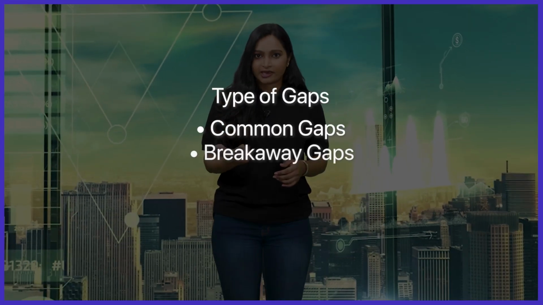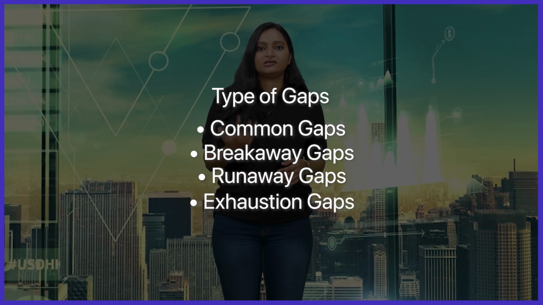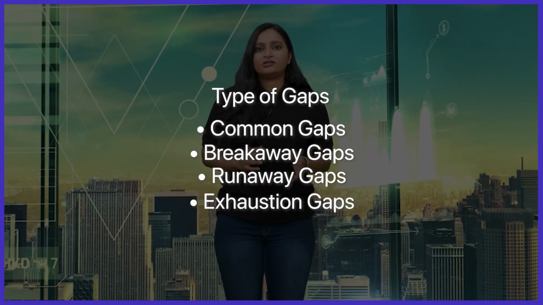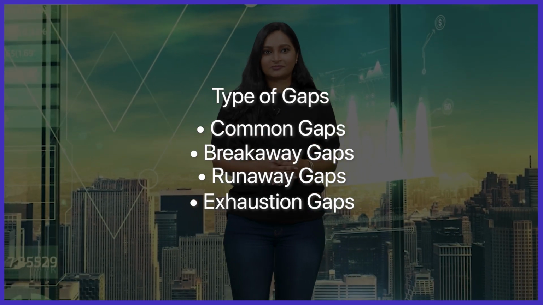Depending on the kind of gap, it could indicate either the start of a new trend or a reversal of a previous trend. There are four different types of gaps: common gaps, breakaway gaps, runaway gaps, and exhaustion gaps, each with its own signal to traders.